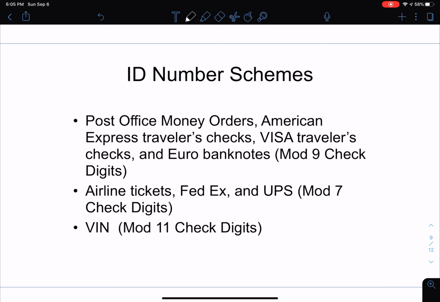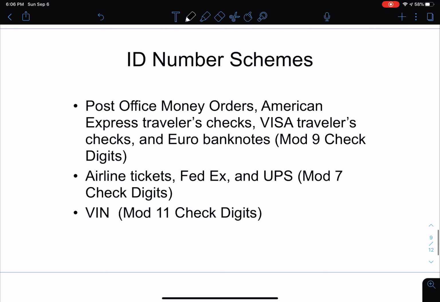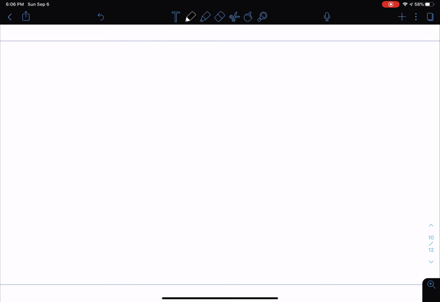Airline tickets, their numbers have a check digit built in. FedEx and UPS, their tracking numbers. These all involve Mod 7 check digits. The vehicle identification number in your car or truck, that has a Mod 11 check digit built into it. So if you'd like to know more about those, you can either view the links that I provided, or you can also Google some of these and you'll find plenty of information about them if you're curious. But I just wanted to do one example with you so that you could see how an example works.